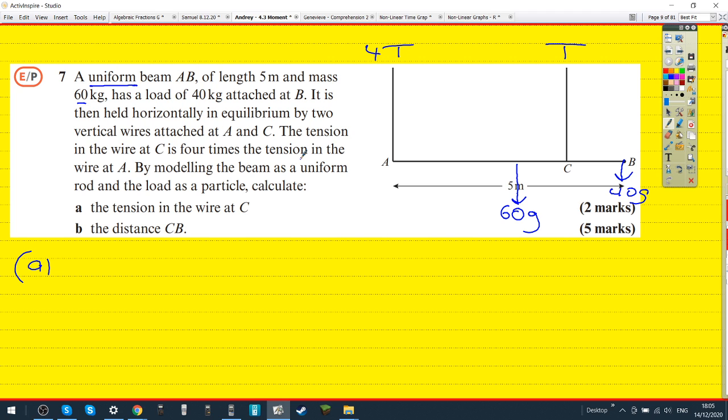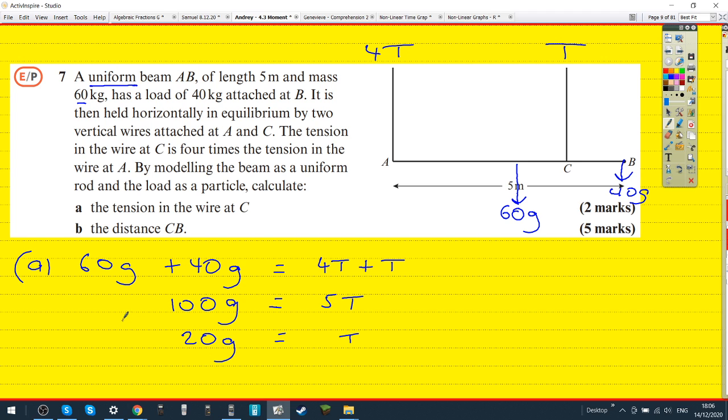What is the total weight? 100. And what is the total tension? Was it 0 or something like that? No? Total tension in the strings. Is it 40 and 2? What do you know? Oh, 5, 5, 2. Does that mean that 100G is equals to 5T? Yeah. And so T is 20G. Not grams, G. 20 times 9.8.